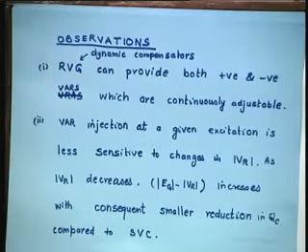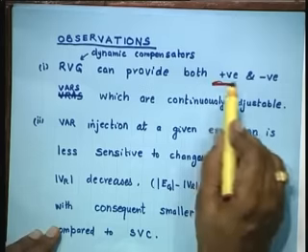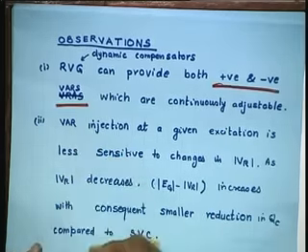Let us understand some of the implications or observations of the dynamic compensator or synchronous compensator, whatever the name is. RVG, this is rotating var generator. There are several names given by different people. It can provide both positive and negative vars, which is not possible in a static var system.